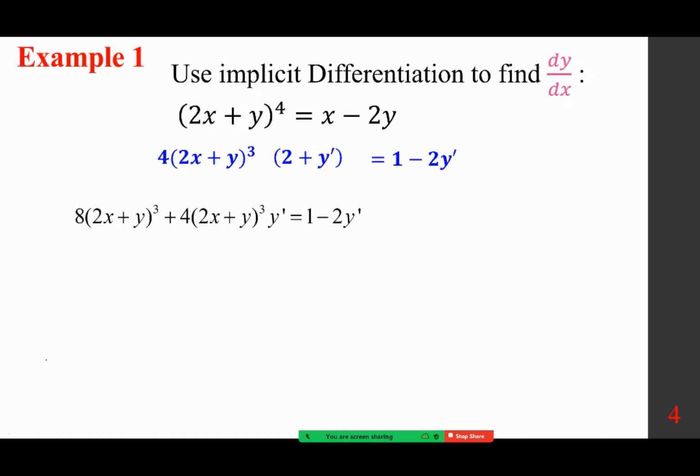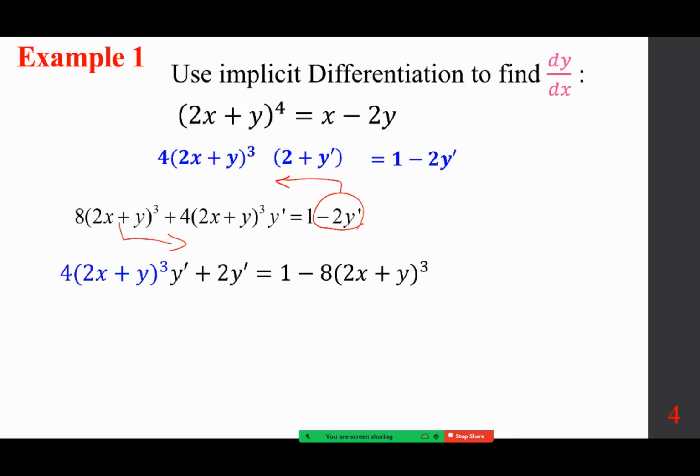Meaning, I'm going to move this one to this side, and it becomes plus 2y, and I'm going to move this one to the other side, and it takes a negative sign. On the left side, we are interested in solving for y prime, which means we are going to factor out y prime. When we factor out y prime, we get this piece, 4 times 2x plus y cubed for the first one, and we get 2 for the next one, and the right side doesn't change.